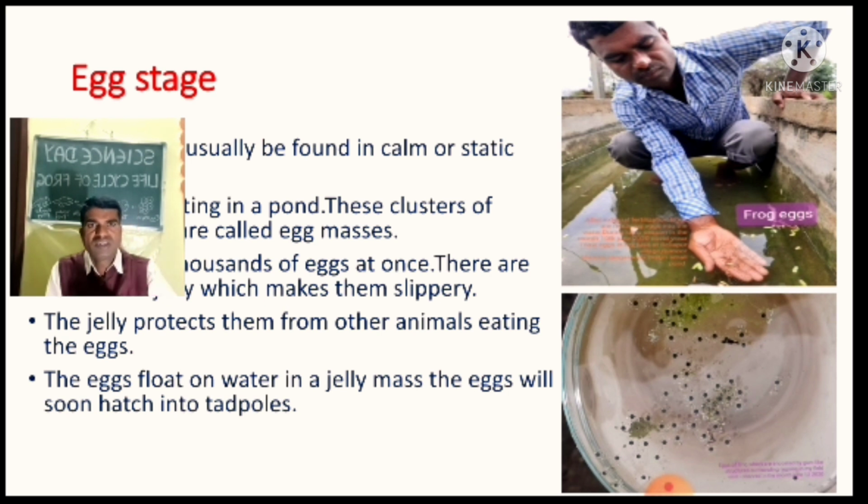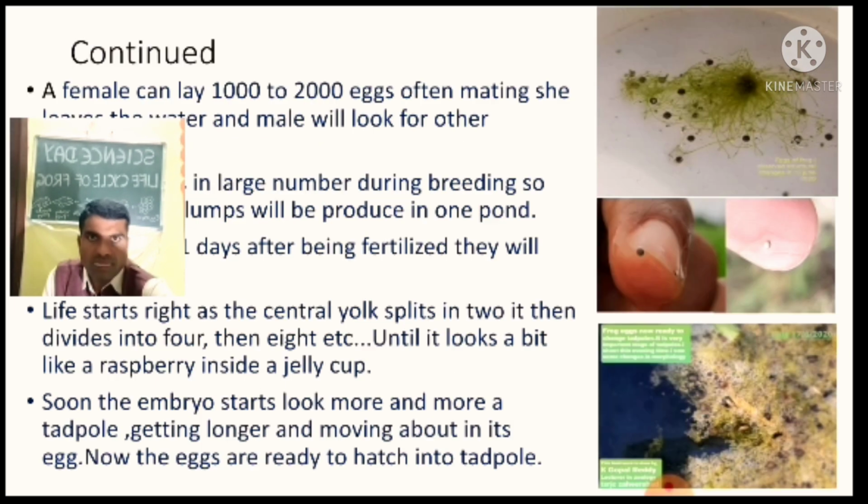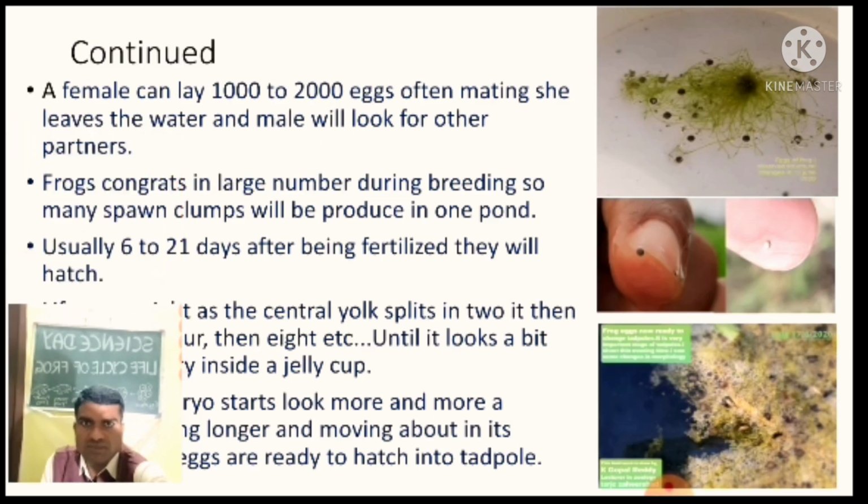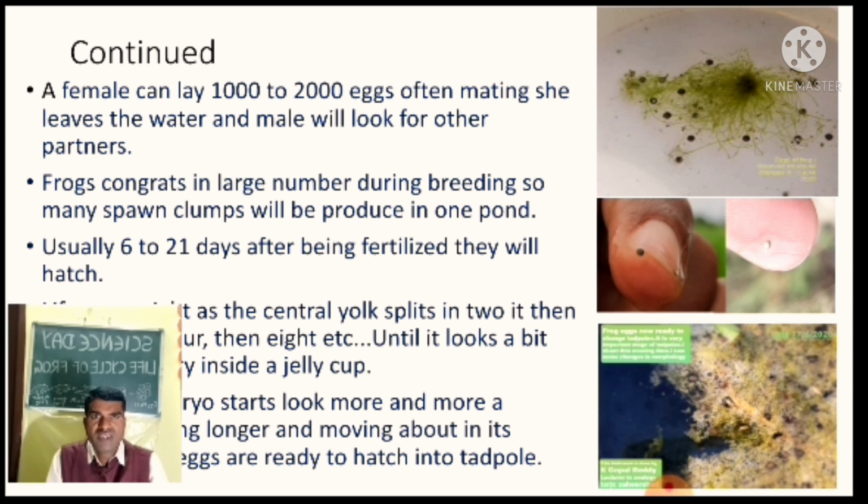The eggs, continuation part. A female can lay 1000 to 2000 eggs. After mating, she leaves the water and the male will look for other partners. Frogs congregate in large numbers during breeding, so many sperm clumps will be produced in one pond. Usually 6 to 21 days after being fertilized, they will hatch.